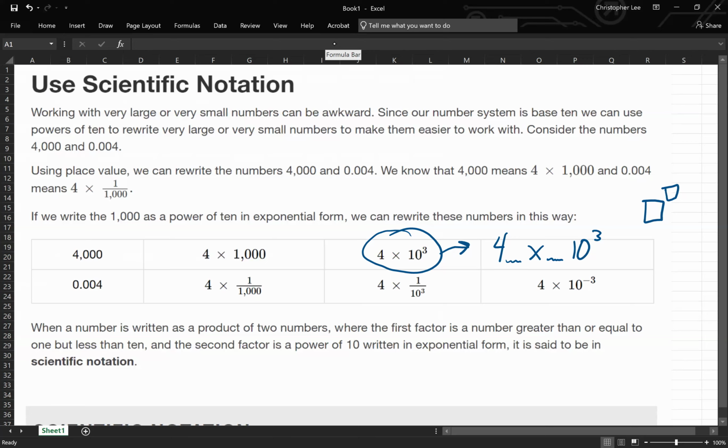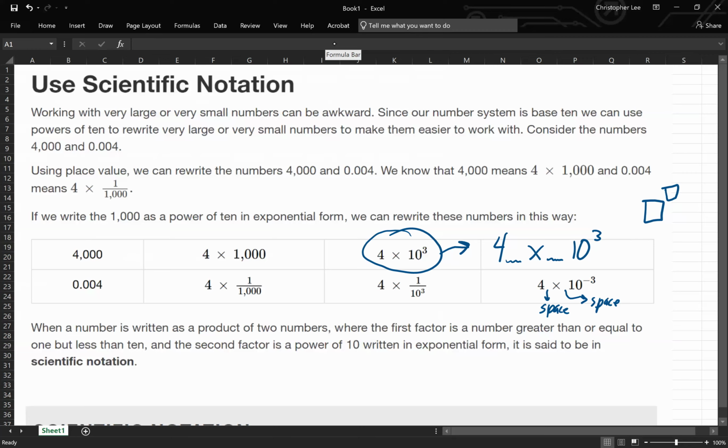All right, 0.004. We know that that's going to be 4 times 1 over 1,000, which is just going to be 4 times 1 over 10 to the third power, which becomes 4 times 10 to the negative 3 power. Again, when you're doing this, you need spaces. When I say space, I mean hit the space bar. Put a space in between it, and that's how WebWork will accept it.